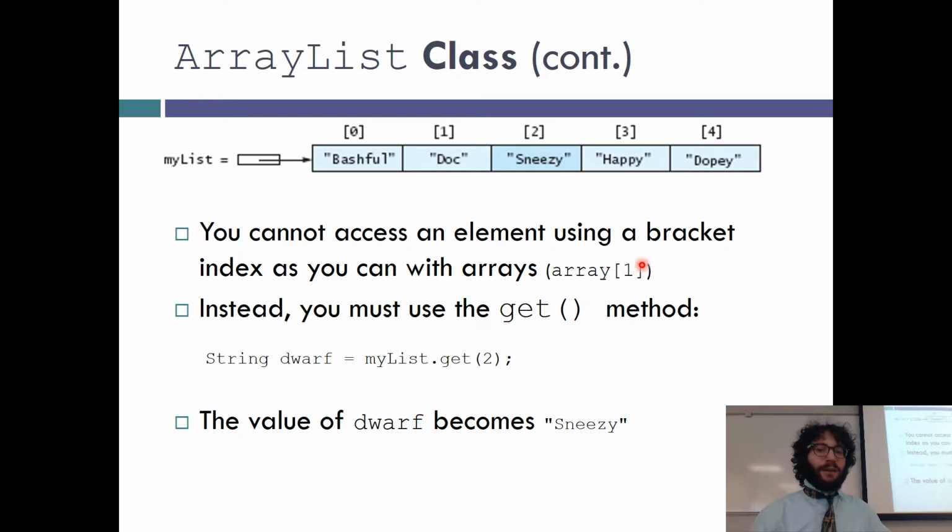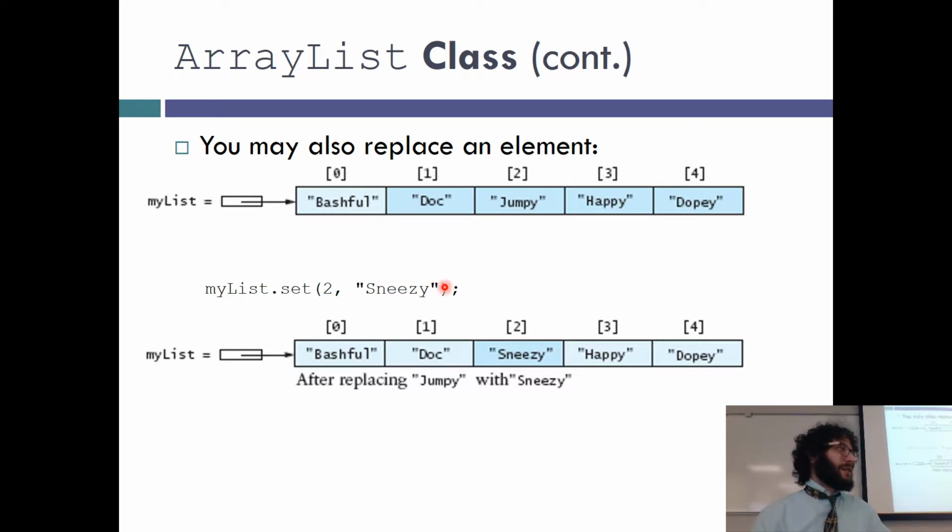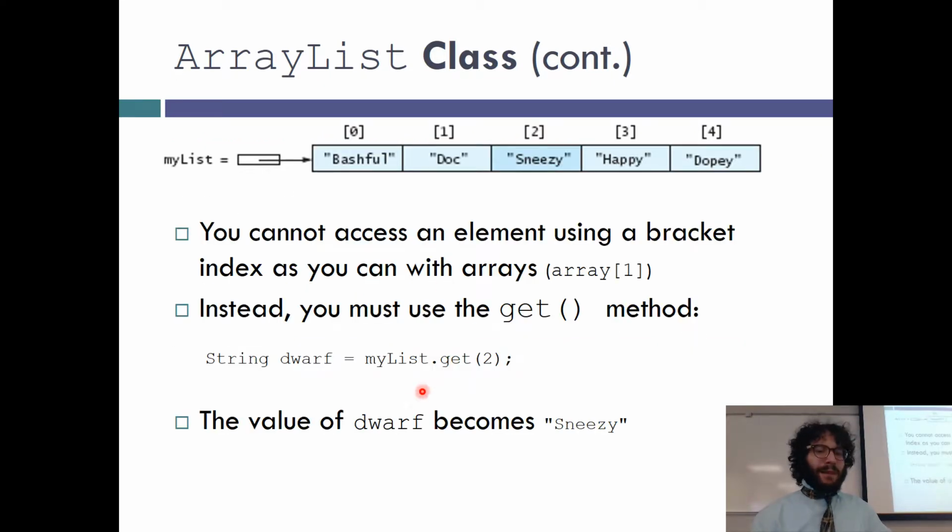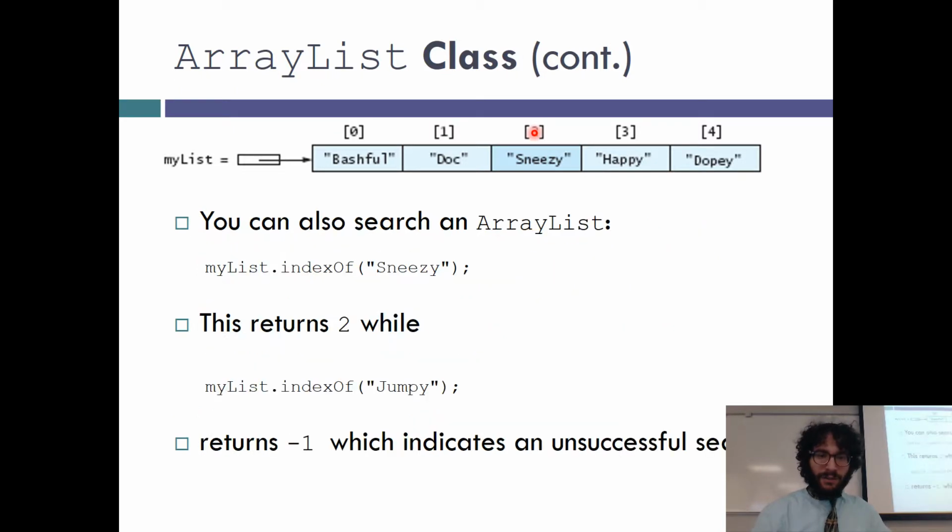Instead, if you want to do something like this on lists, you have to use the set method to set something, or the get method to get something. So get at index 2, mylist.get(2), gets sneezy, and stores what it does is it stores the memory location of dwarf, the memory location that was stored in this index over here. So they both now reference sneezy, right? Both of the things are now sneezy.